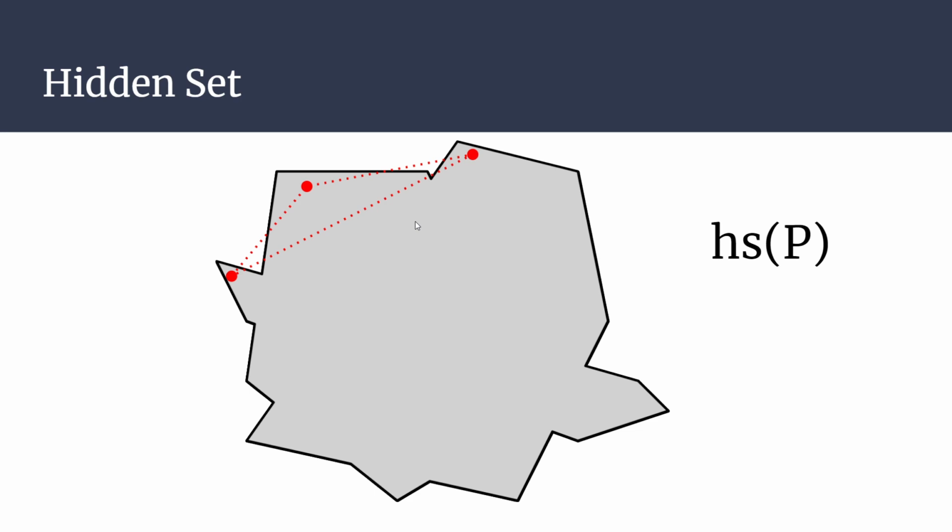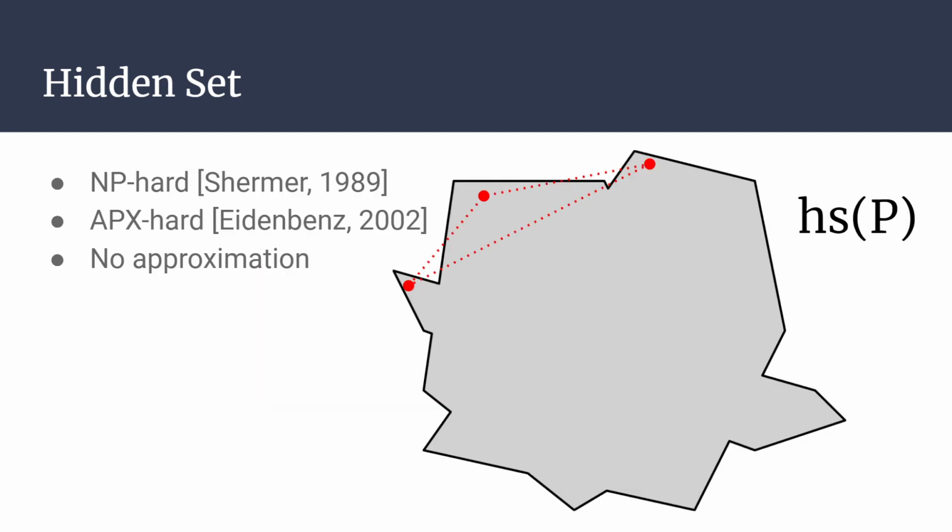The maximum number of hidden points we call HS of P, or the hidden set number of the polygon. Finding this hidden set number is known to be NP-hard, known since as far back as 1989. It is NP-hard to determine this maximum number of hidden points. The APX-hardness came around in 2002. So even to approximate it within some constant factor is NP-hard. There exists some epsilon where we can't approximate it better than that.